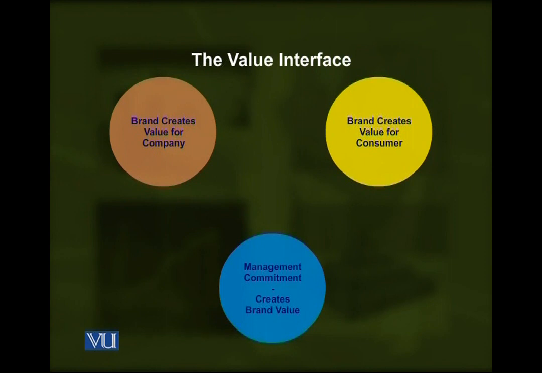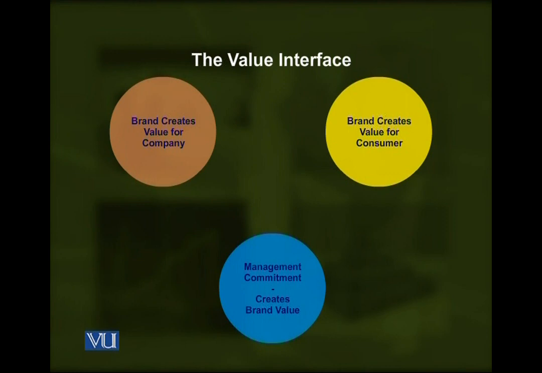At the very bottom, we have the blue circle, which says management commitment. And this is the factor which I talked about last, that the brand management has to give meaning to the brand so that it can create value for itself to be able to offer value to its two beneficiaries. Because if the brand doesn't have value to itself, it cannot offer anything.